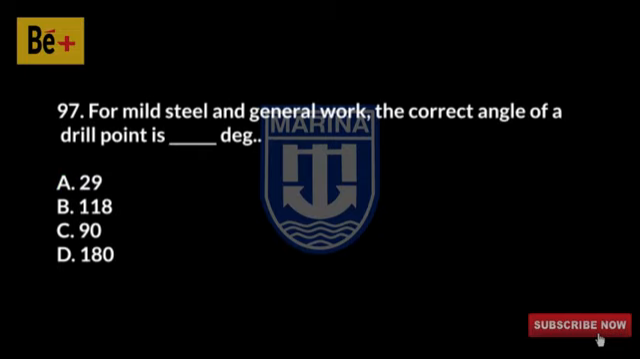For mild steel and general work, the correct angle of a drill point is A. 29 degrees, B. 118 degrees, C. 90 degrees, D. 180 degrees. The answer is B. 118 degrees.